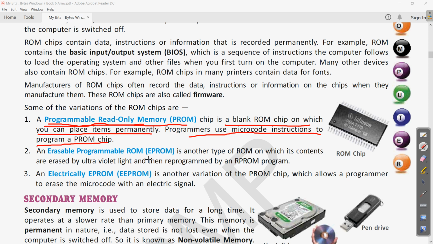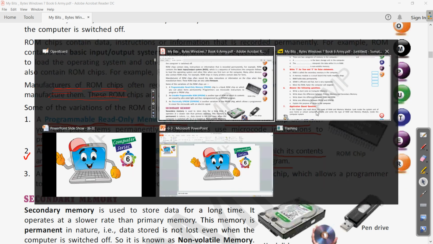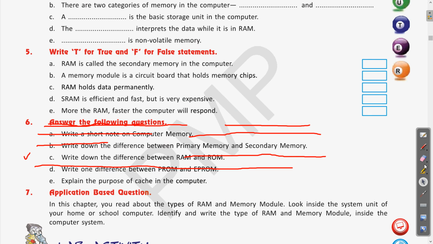Then in second point about the EPROM, write full form as well. That EPROM is erasable programmable read-only memory and is another type of ROM on which its contents are erased by ultraviolet light and reprogrammed by EPROM program. Clear? So this way you will write about the difference between PROM and EPROM. Clear? Directly write, no need to write point wise because there is only one point in each. So this way we have done this question also. Now coming to the next question. Okay, let us erase this.